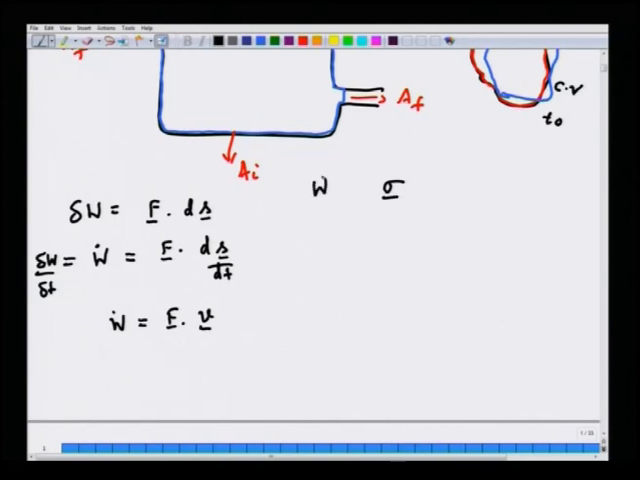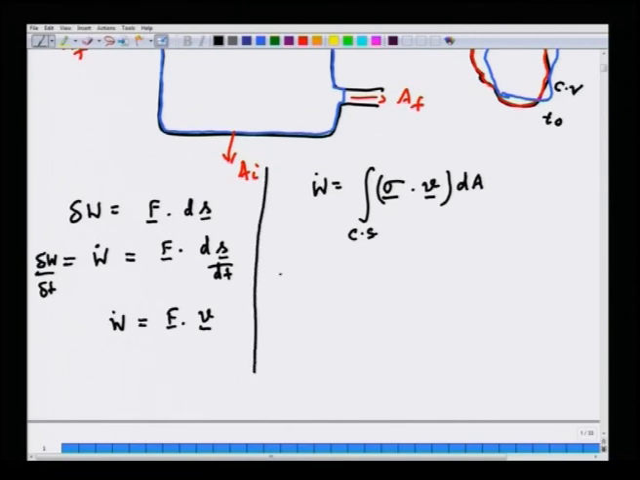So, W dot is the integral of the stress, which is force per unit area, as we have been mentioning, over the entire control surface area. Now, the entire control surface area has 3 types of areas: A_I, A_F and A_shaft. So, we have to split this integral into these 3 areas.